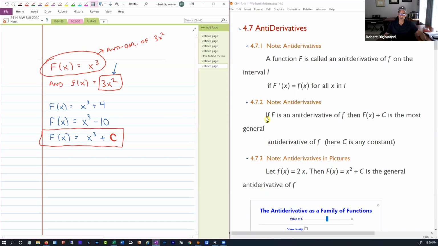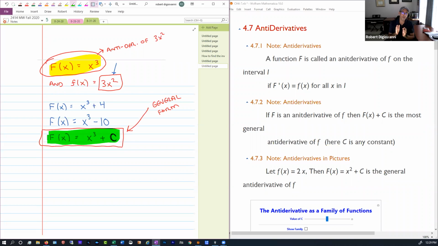And so that's what the next note says. It says if capital F is an antiderivative of little f, then F of x plus c is the most general antiderivative of little f. So we call this right here the general form of the antiderivative because it covers all the different constants. So this first example I gave here in yellow is a specific example of an antiderivative, but the green is the general form of the antiderivative. So all antiderivatives must look like that.